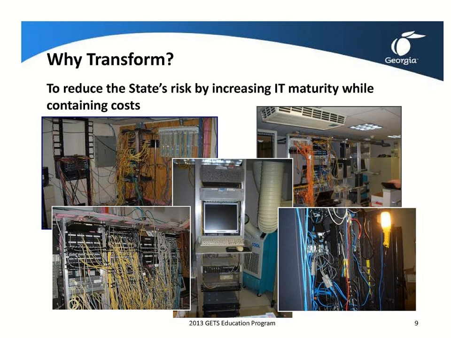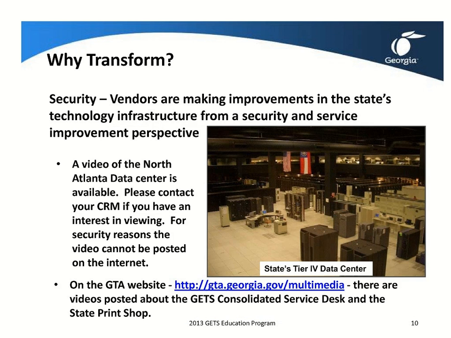These pictures are some of the examples of many server room conditions around the state before the outsourcing. Why transform? Well, for security purposes. The outsourcing brought security to the state's IT environment. This picture is of North Atlanta Data Center, which is a Tier 4 data center. And you may be asking, well, what is a Tier 4 data center?